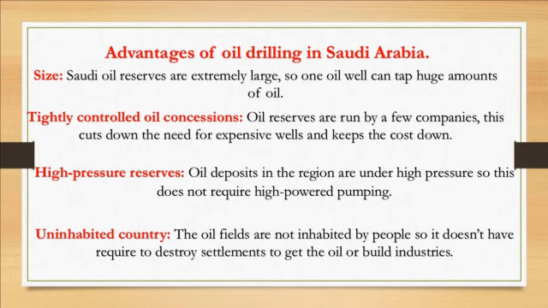The other one is uninhabited country. Our oil fields are in areas of the country inhabited by few people or no people. So we don't need to remove people from where they are living for us to get the oil. These places that have oil have no people, and the roads to those places have no people, so it's much easier to transport the oil from one place to another.